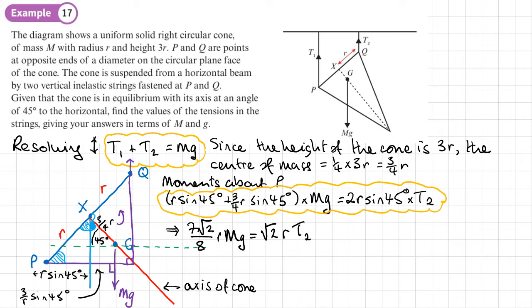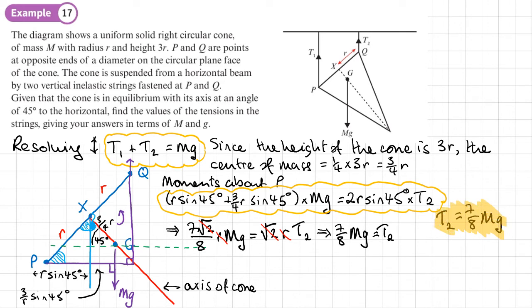Now we can divide both sides by R, we can divide both sides by root 2, so that will leave us with 7/8 mg equals T2. So we've got the value of T2. T2 is 7/8 mg, and we've been asked to give the answers in terms of m and g, so that's fine. So now we can use our first equation to work out the value of T1.